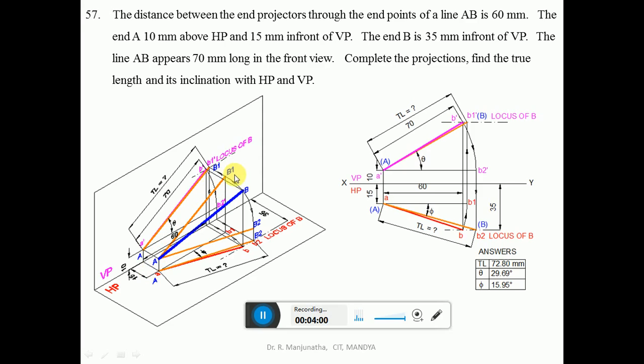Since it is parallel to VP, you are getting the true length in VP. So you are going to get this line, A dash B1 dash. Then join A dash B1 dash with a little bit darker than the projector line. So this will be the true length.